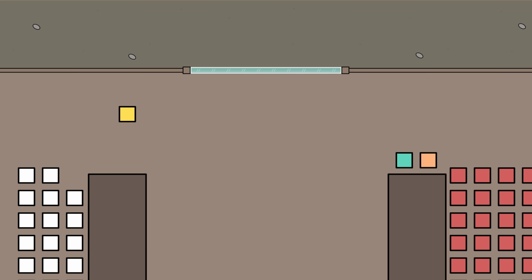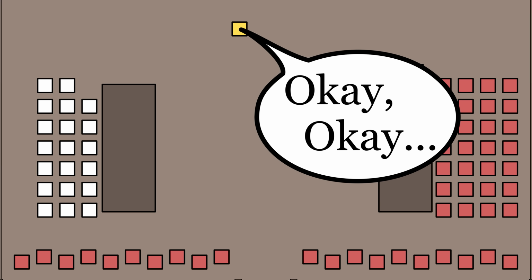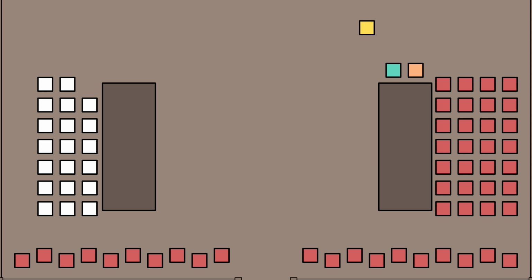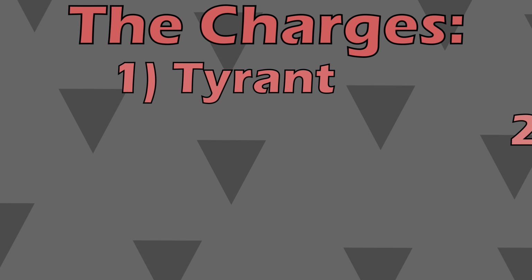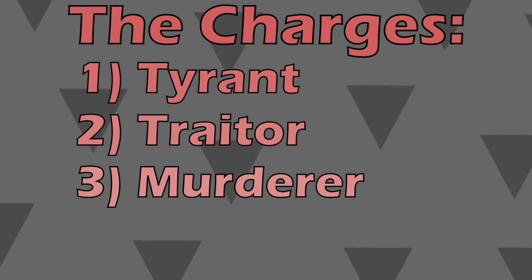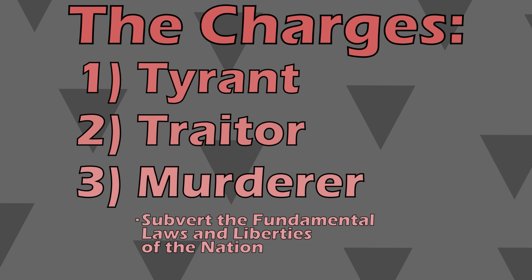After agonizing over these questions, the tribunal agreed on a specific set of charges that accused the king of being a tyrant, a traitor, and a murderer who sought to subvert the fundamental laws and liberties of the nation. As an olive branch to the moderates, the tribunal agreed to limit themselves to actual crimes that had taken place during the Civil War. Nothing about the king murdering his own father.